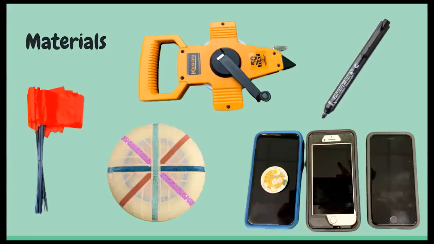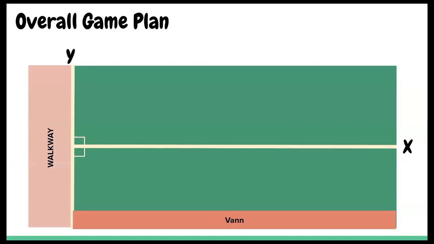Here are some materials we used. We used flags, a tape measure, a Frisbee, which was a Discraft Ultra Star that weighed 175 grams, in case you're interested. We have a Sharpie and 3 smartphones.